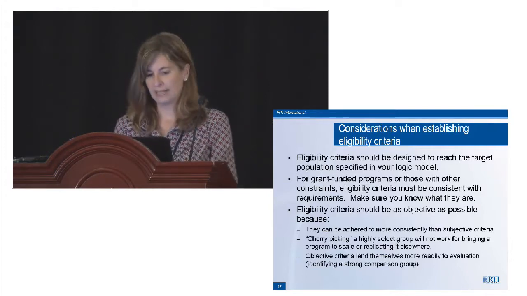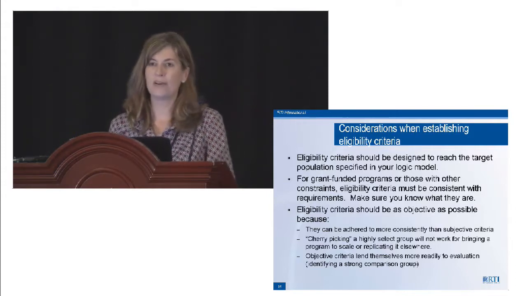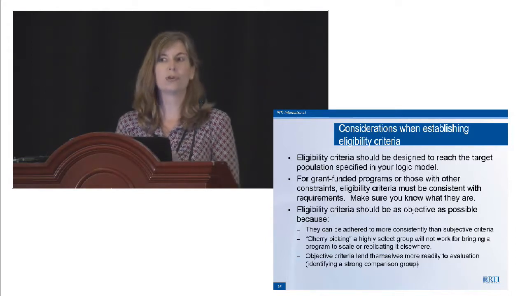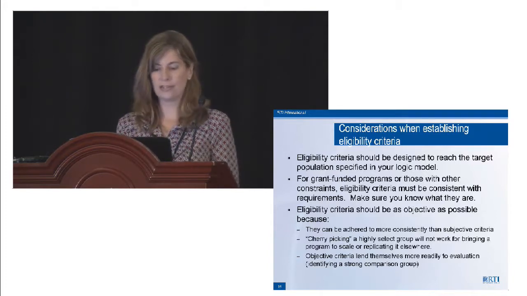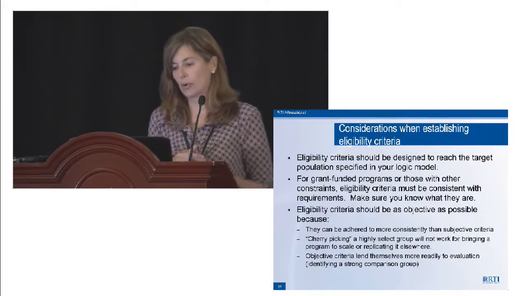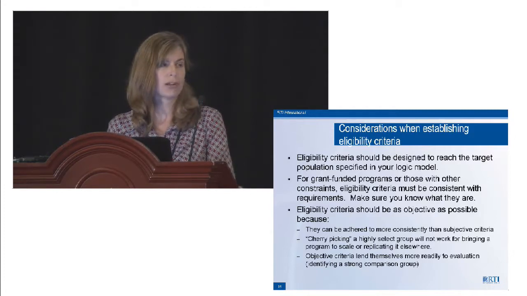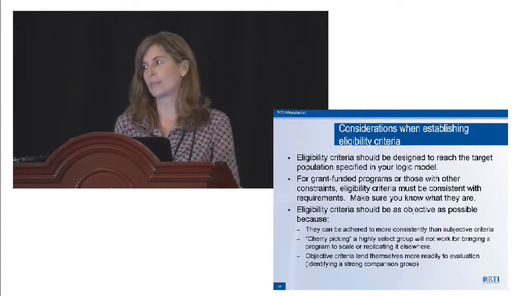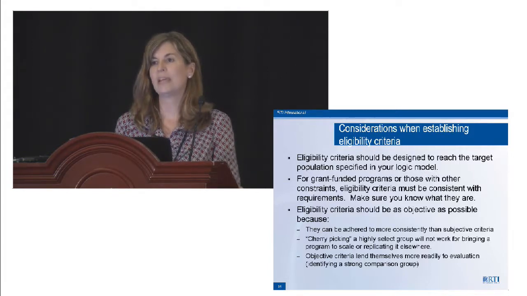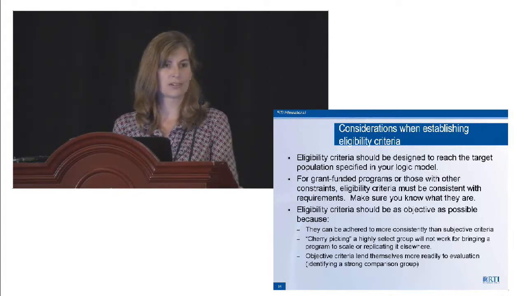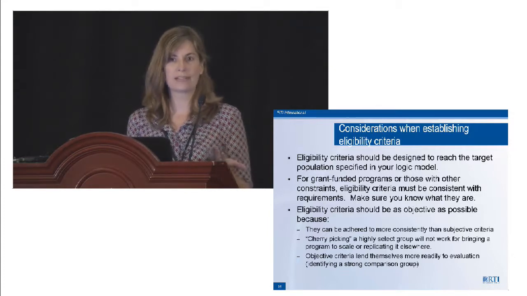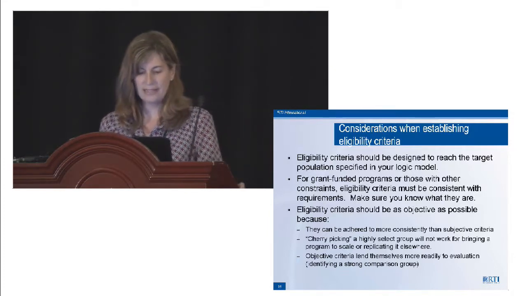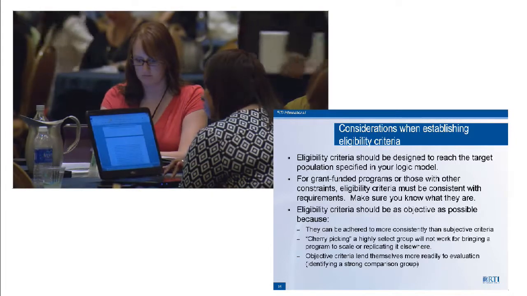If you do end up handpicking, and I'm calling this cherry picking because it's often people wanting to pick those who are the most motivated to receive services, or those who are maybe referred to the program by someone who's very influential, that will not work in the long term when it comes to bringing a program to scale or to replicating it elsewhere, because you never really have good documentation about who it was that your program actually served, and so therefore you won't know which population your program effects actually apply to. And then finally, objective criteria better lend themselves to evaluation.